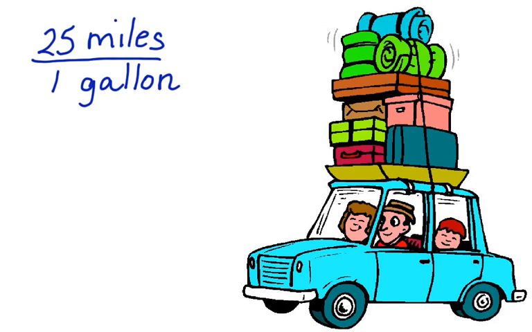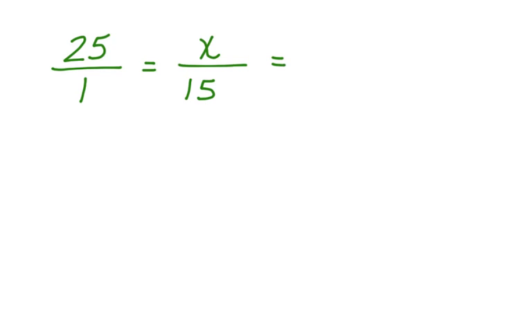Let's set up a proportion and solve this problem. First, let's write the rate again over here. We have 25 miles for 1 gallon, and we want to know how many miles for 15 gallons. Notice that our units are the same. We have miles in the numerator, and we have gallons in the denominator.